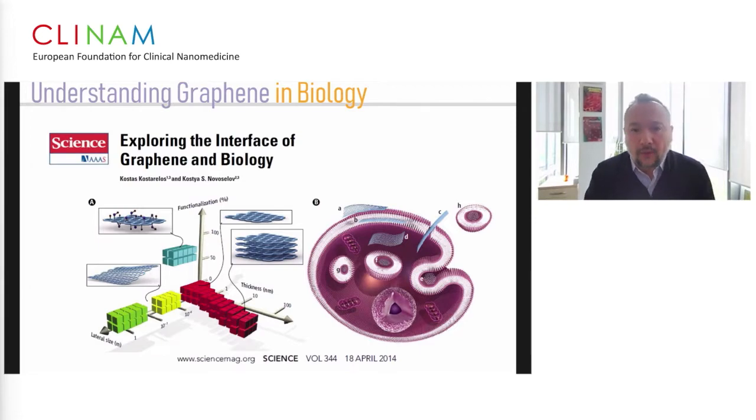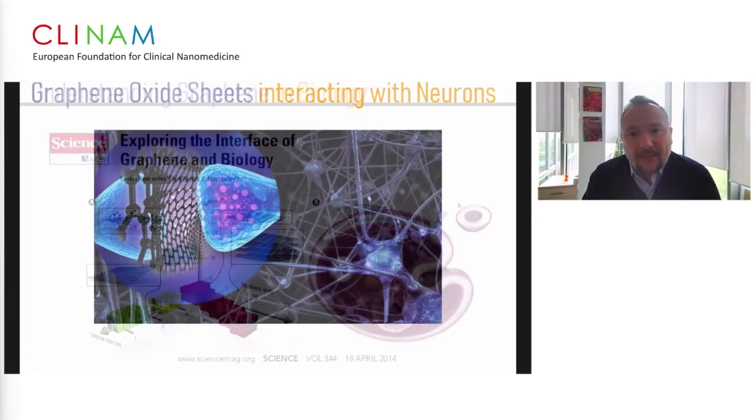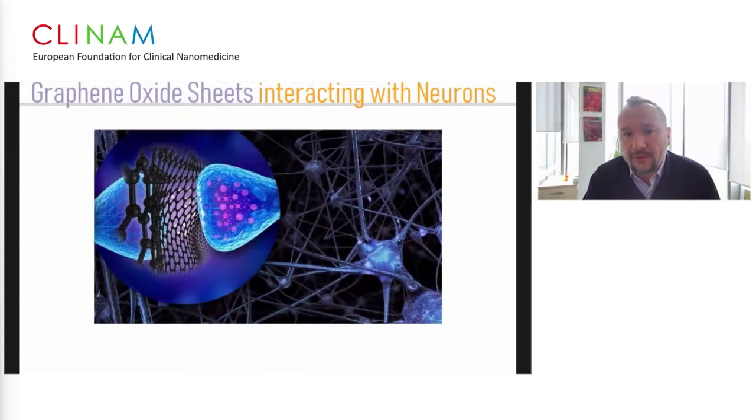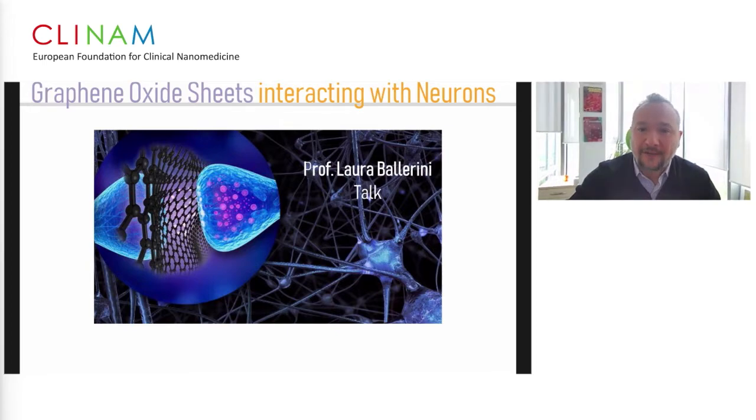So what we have focused on is how do those graphene oxide nanosheets interact with neurons? And I think that is the best launching pad for Laura's presentation. So Laura is going to talk about all of these interactions in much more detail and actually much better scientifically than what I would ever possibly do. So I'll leave it at that, and Laura is going to pick it up in the talk that follows this one.